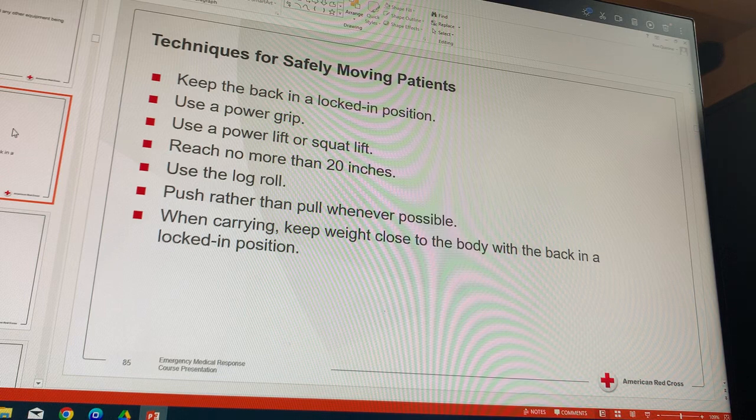Correct reaching for log rolling. The log roll is usually performed when a patient is suspected of having a spinal injury. Ideally, 4 people working in tandem perform it. One responder is located at the patient's head, while 2 or 3 others perform the actual move. The patient's arms should be at their side with their legs straight and together. The responder at the patient's head directs the movement and maintains spinal motion.